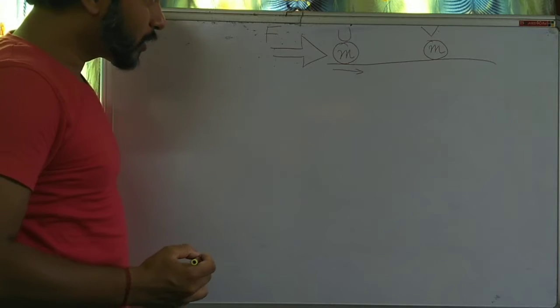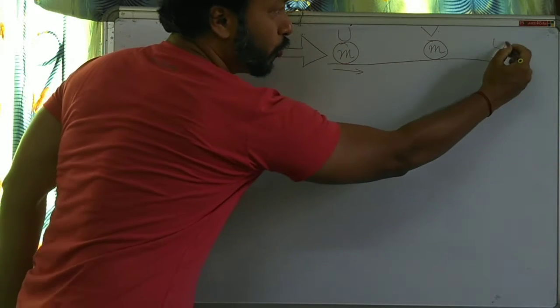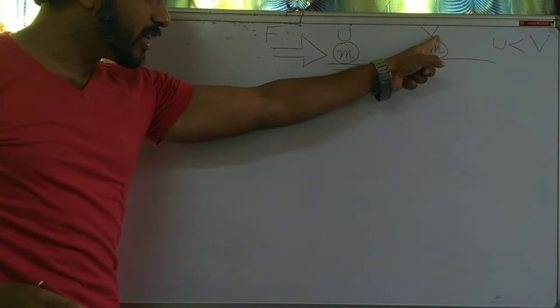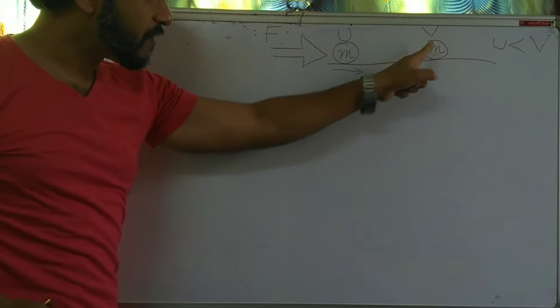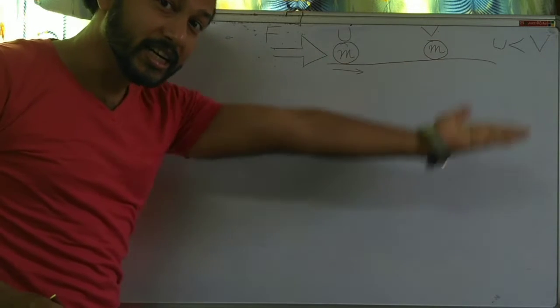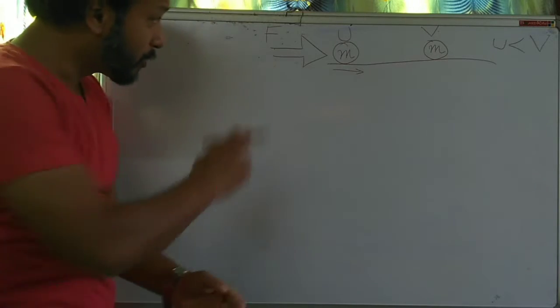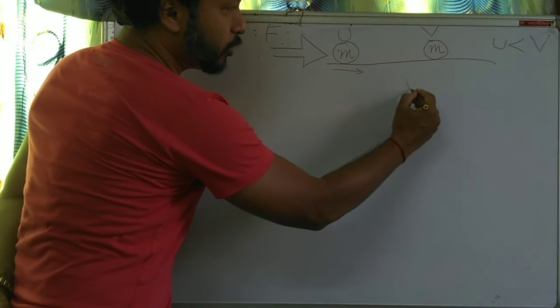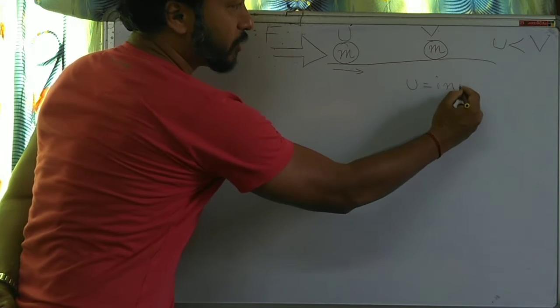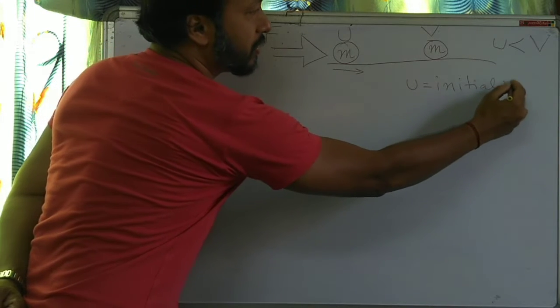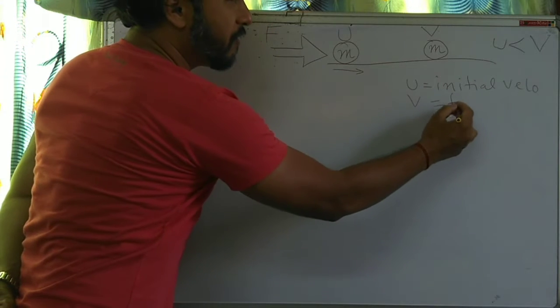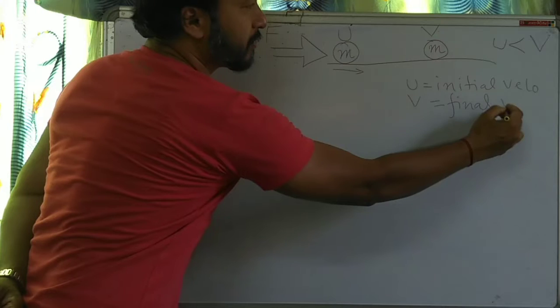Understood? That means u is less than v. Because this is final velocity, this is initial velocity. Final velocity is greater than initial velocity. Why? Because you have applied the force. So we can write that u is my initial velocity. V is my final velocity.